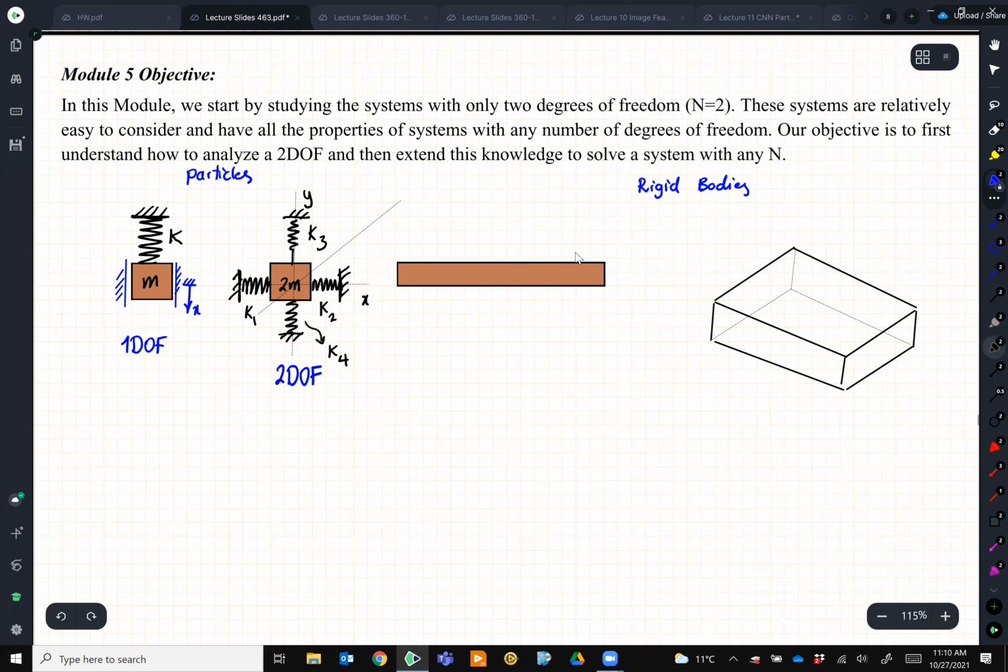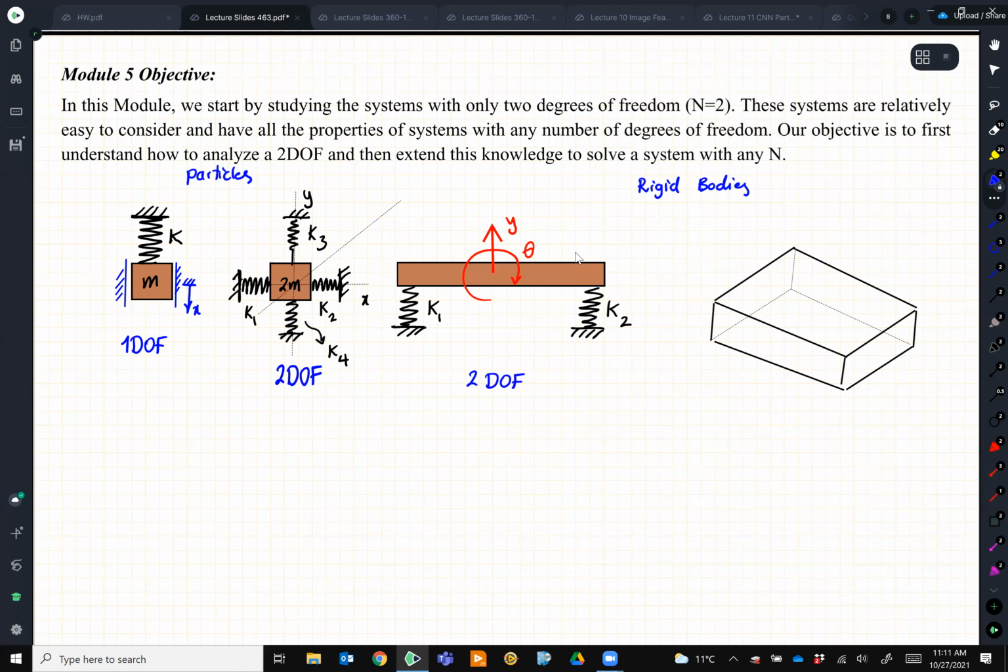But let's say I'm only interested in its motion when it goes up and down. Let's say I put it on 2 rubbers, maybe springs, K1 and K2. And I want to analyze its motion, right? So for this, we say it can have a degree of freedom moving up and down, right? That's 1 degree of freedom. Let's call it Y. And it can also rotate, theta. So it is a 2 degree of freedom system.